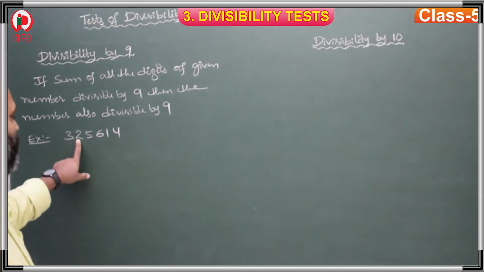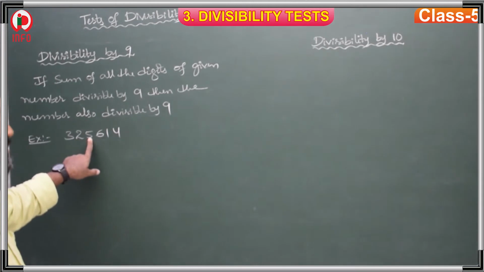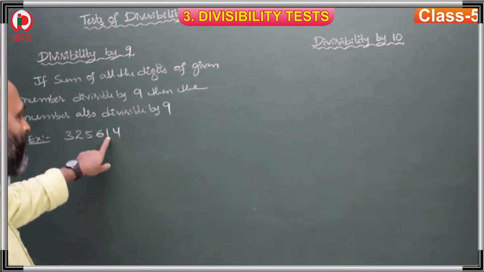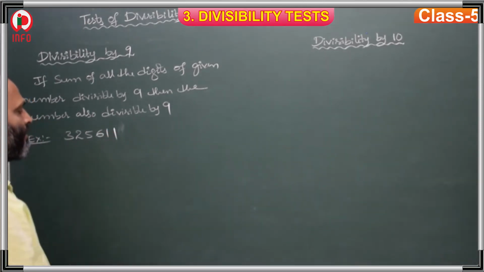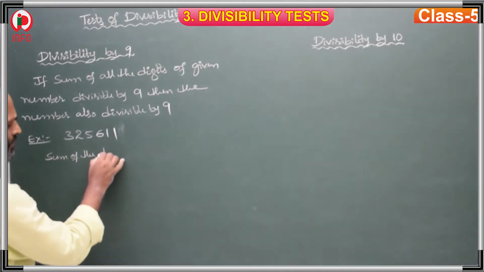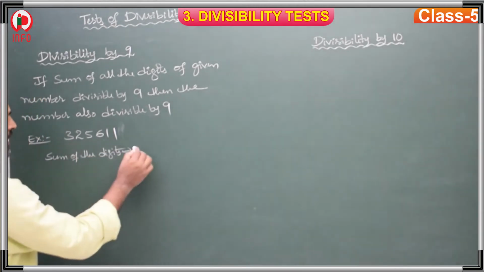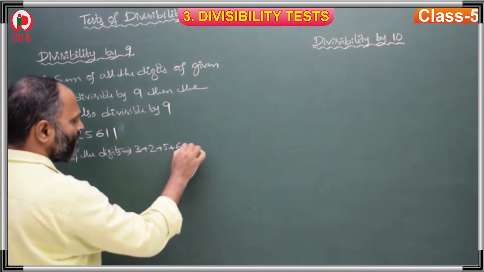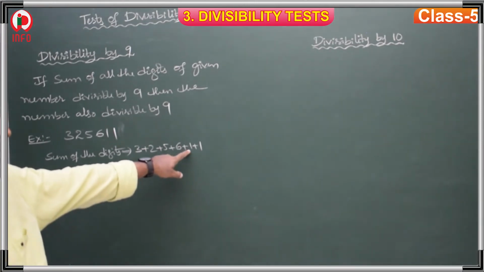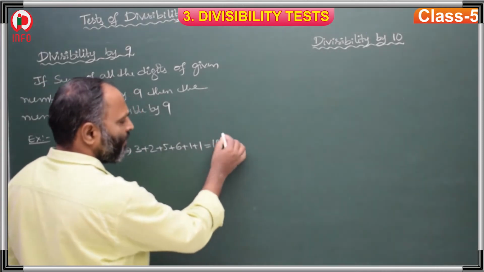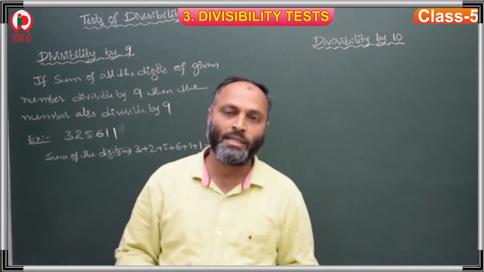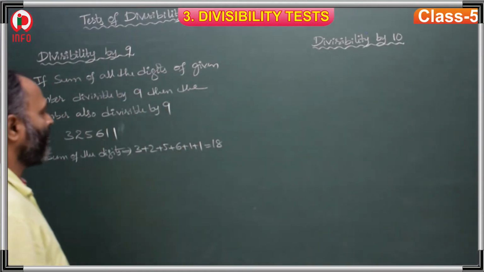Now add all the digits, the sum of the digits: 3 plus 2 plus 5 plus 6 plus 1 plus 1. 3 plus 2 is 5, 5 plus 5 is 10, 10 plus 6 is 16, 16 plus 1 is 17, 17 plus 1 is 18. 18 is divisible by 9. Why? 9 twos are 18. So this number is also divisible by 9.